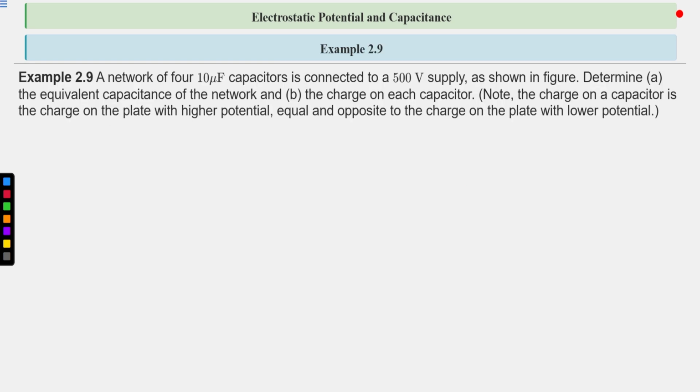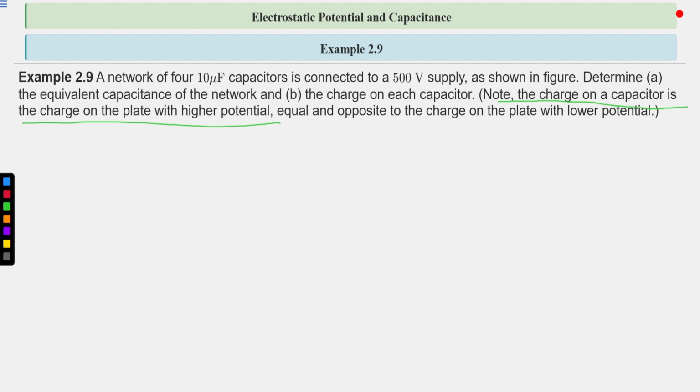Okay, next example. A network of four 10 microfarad capacitors is connected to a 500 volt supply as shown in the figure. Determine A, the equivalent capacitance of the network, and B, the charge on each capacitor. Note that the charge on a capacitor is the charge on the plate with higher potential. We know that the net charge on the capacitor is 0, but we don't say in the numericals that the charge on the capacitor is 0.